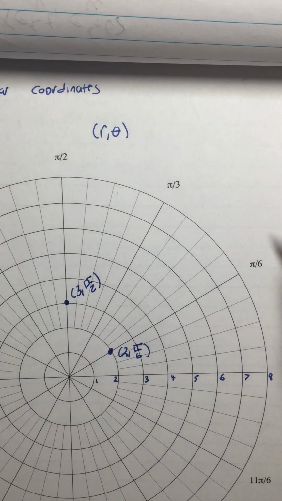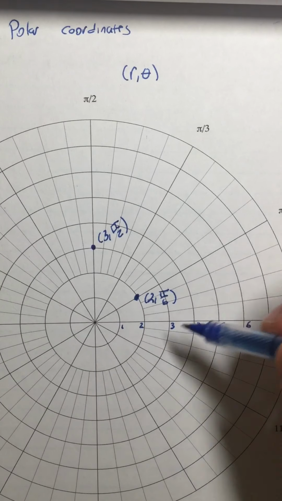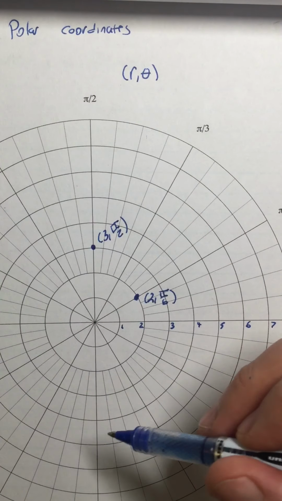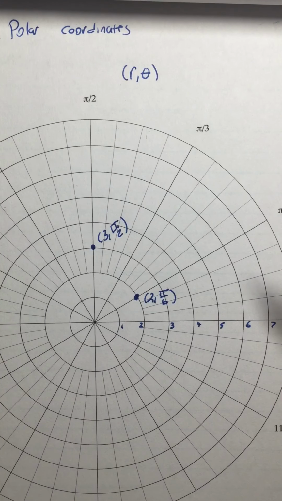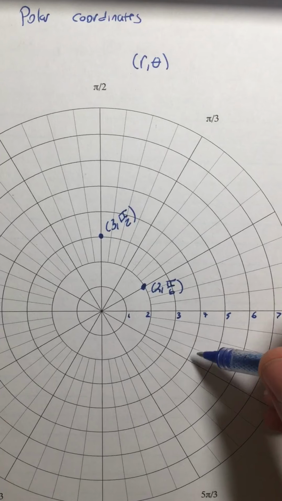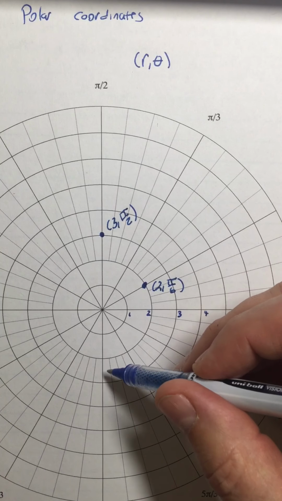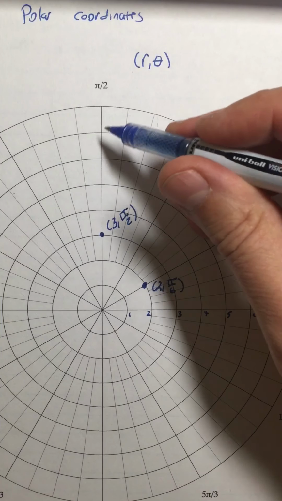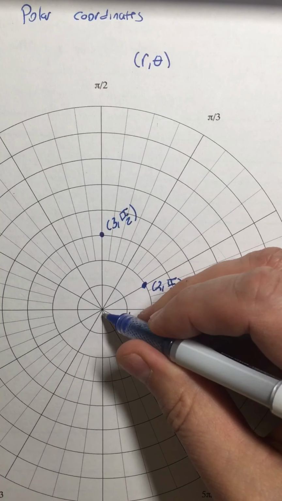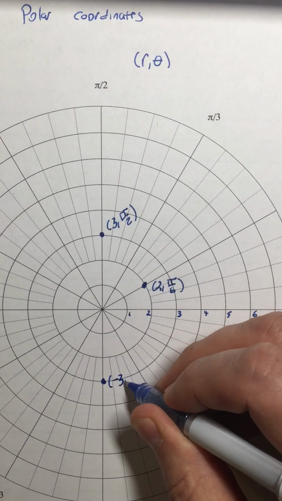What if I have a negative value for r? If you have a negative value for r, you go to the angle and then go the opposite direction. So here's the point (-3, pi over 2). I go to the angle pi over 2, but I run my r backwards, away from pi over 2, on the opposite side of the origin. So 1, 2, 3, here's the point (-3, pi over 2).